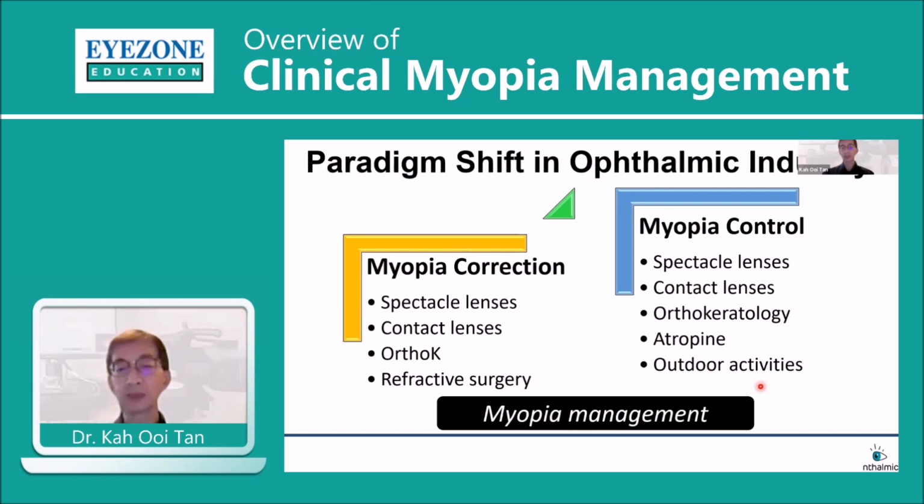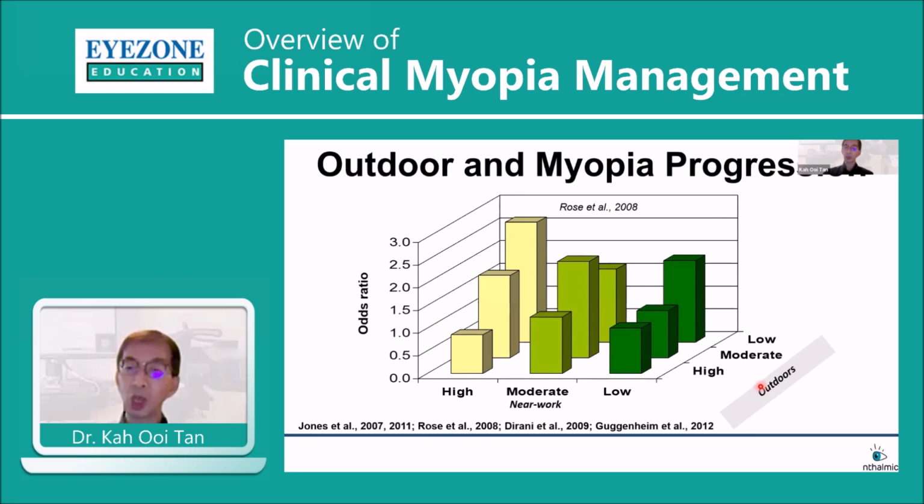So when we look at myopia management, basically it covers myopia correction as well as myopia control. We also know better now, with a number of different researchers and publications showing that outdoor activity can help to reduce myopia progression. This is an important research finding that we can communicate with our patients and parents: that children should spend a certain amount of time outdoors to minimize the rapid increase of myopia.